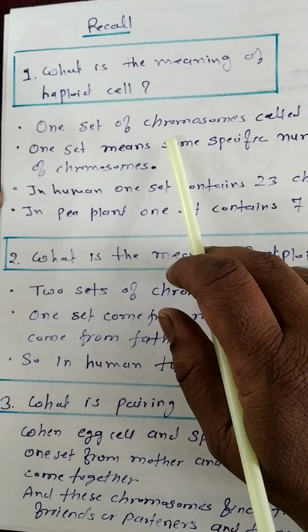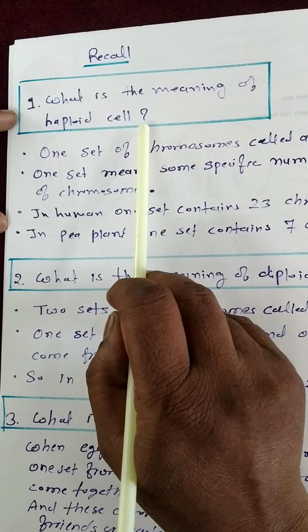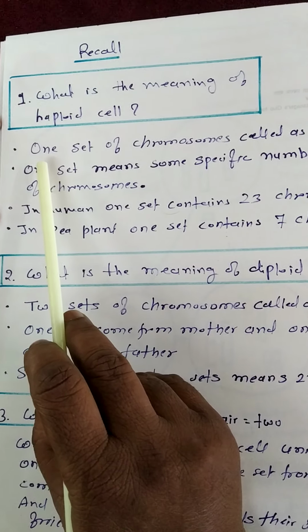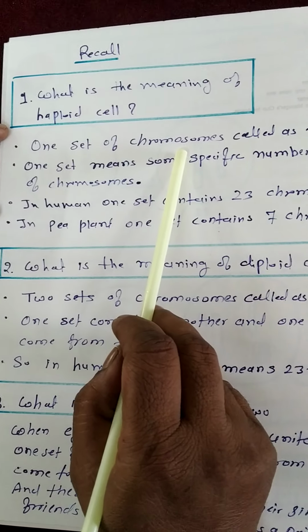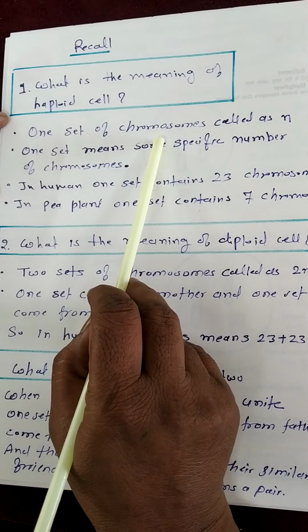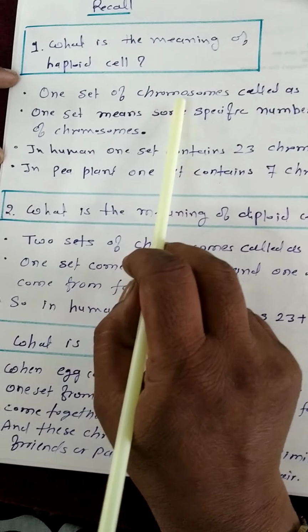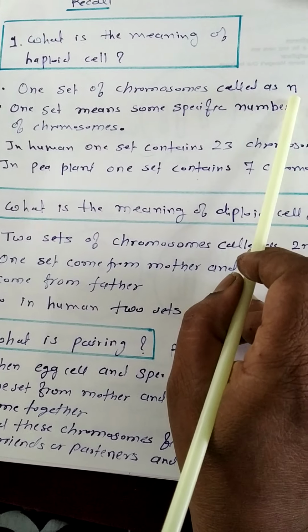So just one question, what is the meaning of haploid cell? So what is the haploid cell? The cell which contains one set of chromosome. The cell which contains one set of chromosome is called as haploid cell, and this one set of chromosome is denoted by the letter small n.